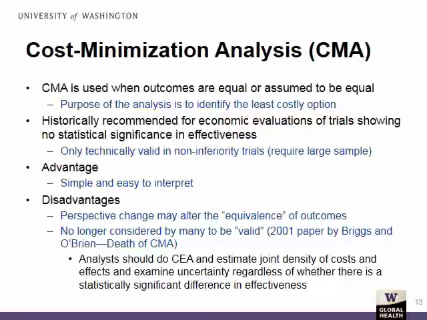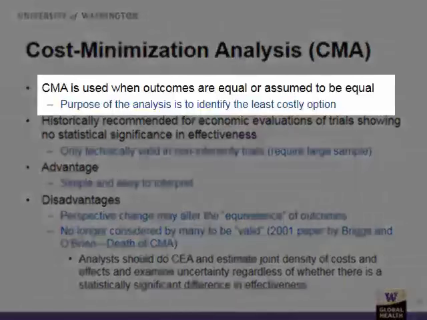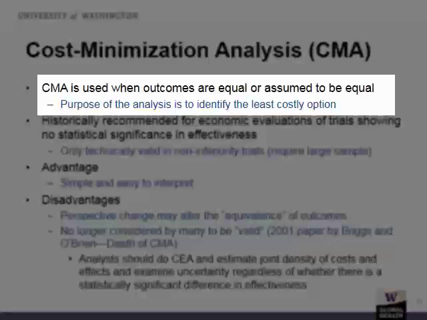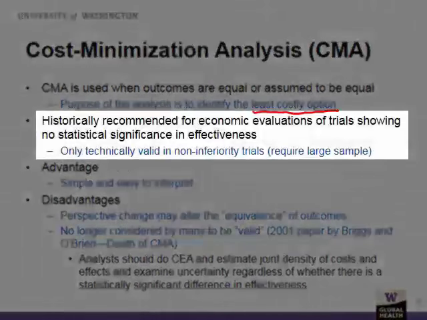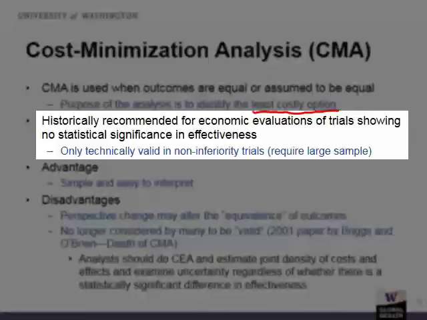So let's move on to cost minimization analysis. In cost minimization analysis, you have to assume or prove that outcomes are equal. The purpose of the analysis is to identify the least costly option, or the cheapest option. Historically, it was recommended for evaluations of trials that showed no statistically significant difference between the effectiveness of two interventions. But it's only technically valid if you have what are called non-inferiority trials.